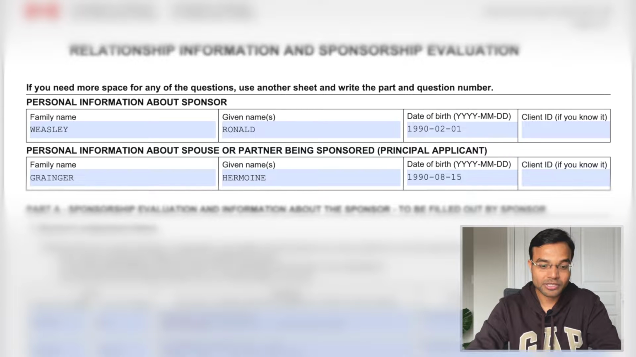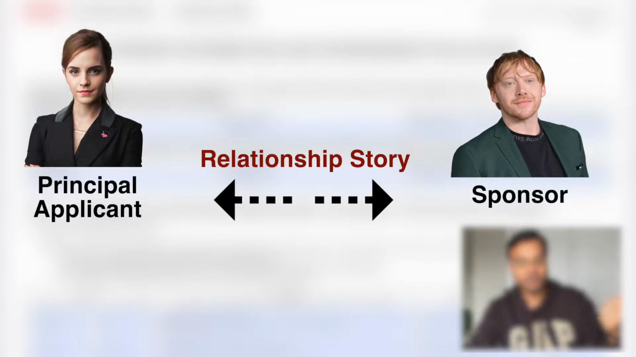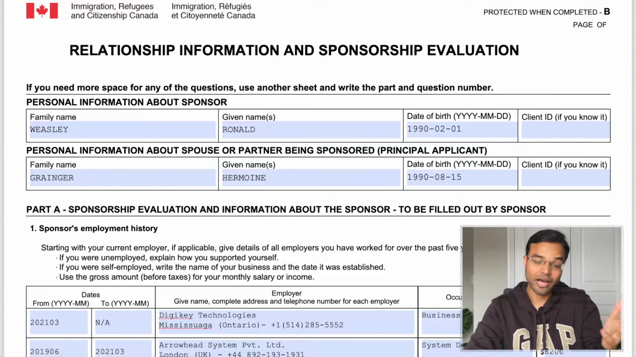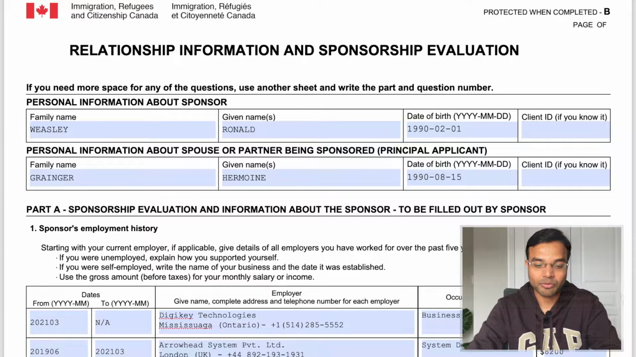The same goes for the personal information about the principal applicant. In this case, it's Hermione Granger. So Ronald is the sponsor, married to Hermione, or maybe living together as common-law partners. Either of these cases is true. Then the date of birth and then the client ID. Pretty straightforward, so not spending a lot of time here.